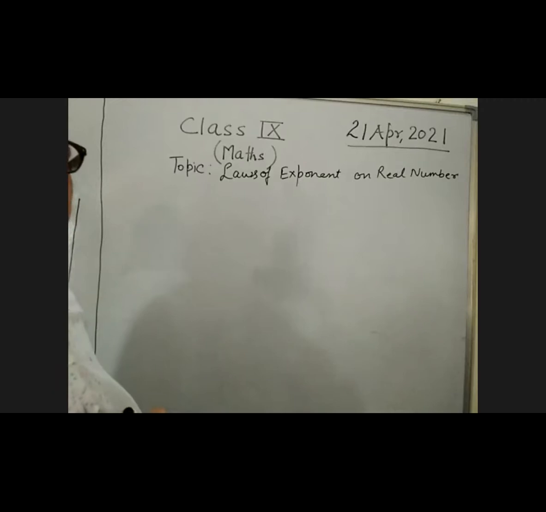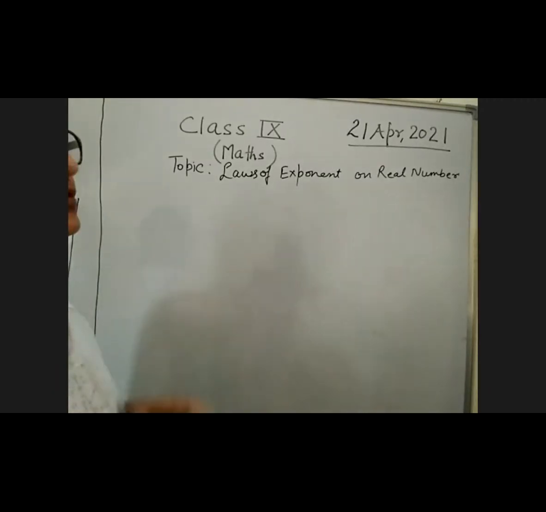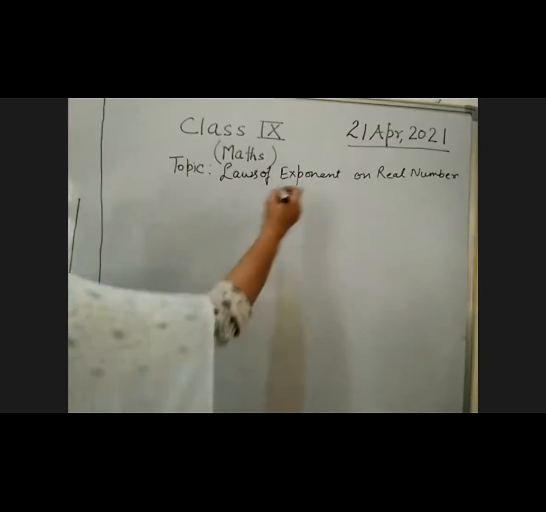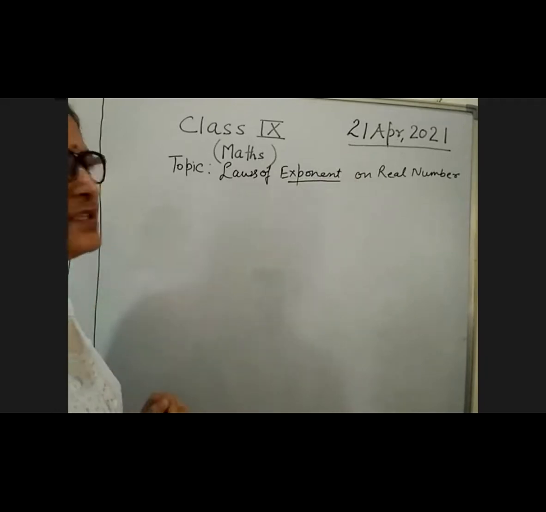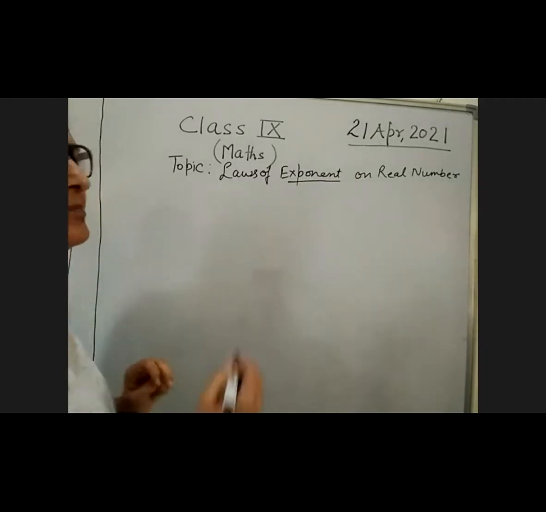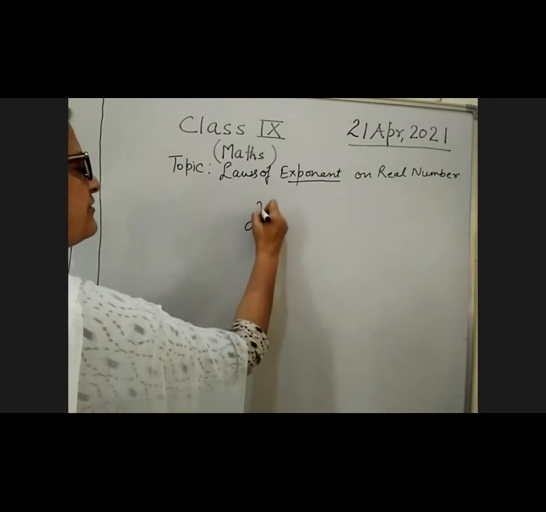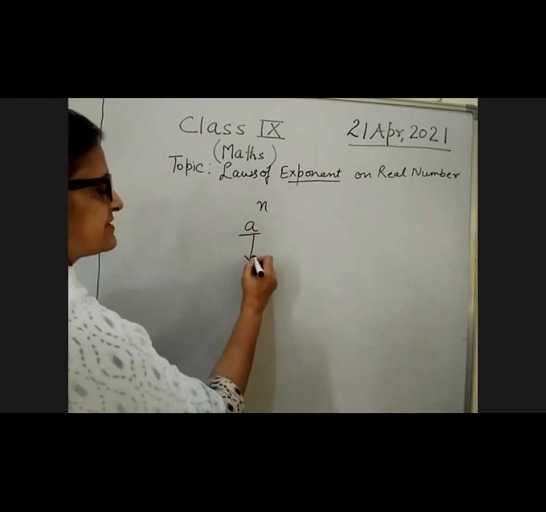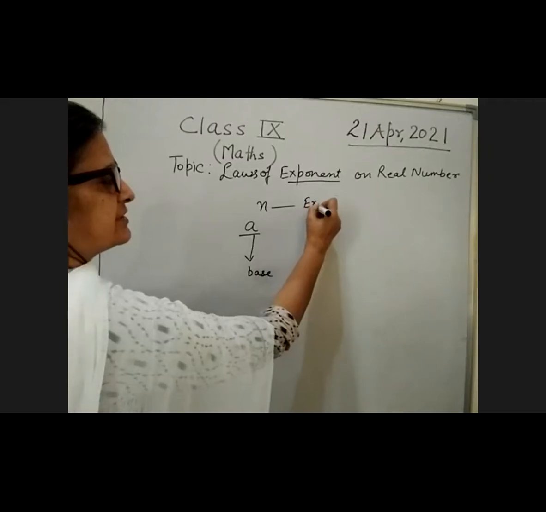Okay. Last year in the 8th class, you already learned about the exponent. So first I will explain all the rules: what is exponent, what are their laws, and which apply on the real numbers. Like I have written here, a raised to the power n. It means a is your base and n is the exponent.